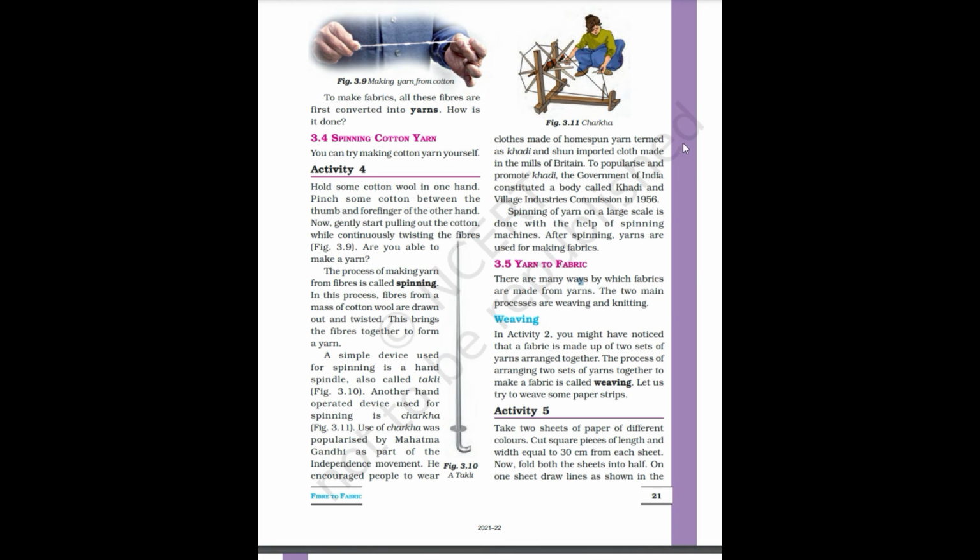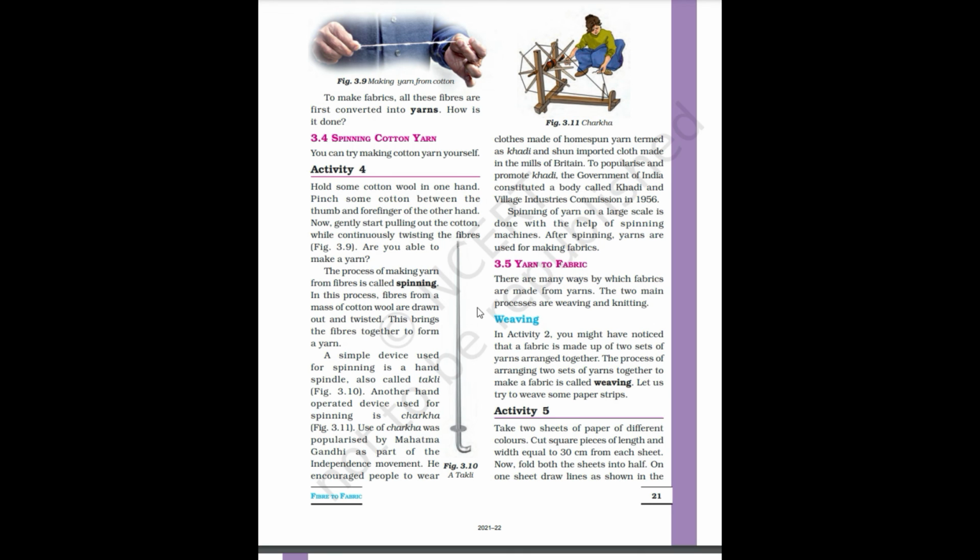So now we take the next. Spinning of yarn on a large scale is done with the help of spinning machines. After spinning, yarns are used for making fabrics. If we need a large amount of yarn to make a large amount of fabric, we need a large amount of spinning speed. If a charkha is spun by a human, it would be slow and time consuming. So it needs a lot of time. But to improve the speed, we made machines.